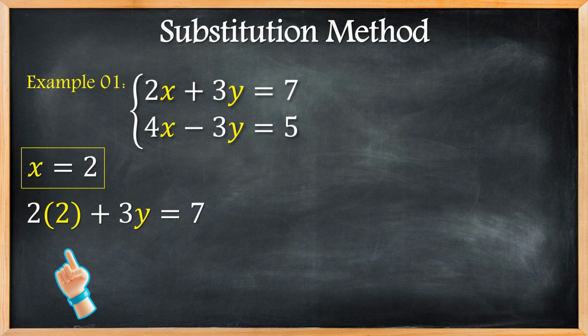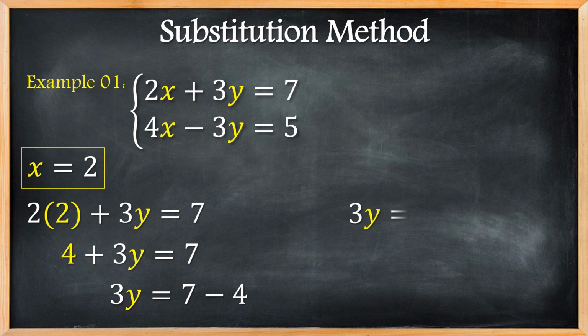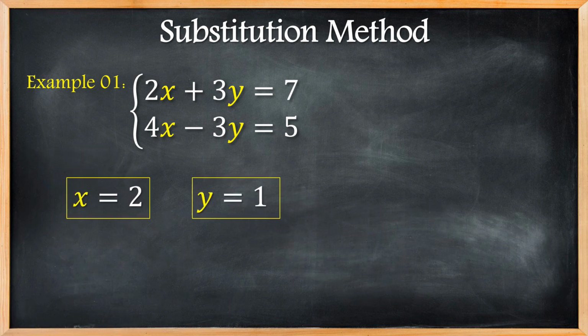Let's continue. Using the equation 2x + 3y = 7, we replace x with 2. 2 times 2 plus 3y equals 7. This simplifies to 4 + 3y = 7. Next, we subtract 4 from both sides. 3y = 3. Now, dividing both sides by 3, y = 1. So, the solution to the system is x = 2, y = 1. This means the two lines intersect at the point (2, 1).